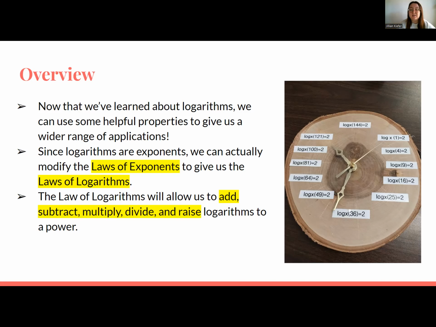But we can modify those to give us the laws of logarithms. So the laws of logarithms will work very similarly. If we have logarithms of terms that are being divided, we can separate that into the subtraction of logarithms. If two things are being multiplied, we can turn that into the addition of two logarithms. Or if you have a logarithm of something with an exponent, you can turn that into the multiplication of two logarithms. Once again, a brief overview. We will see them in the upcoming slide. This will allow us to add, subtract, multiply, divide, and raise logarithms to a power.